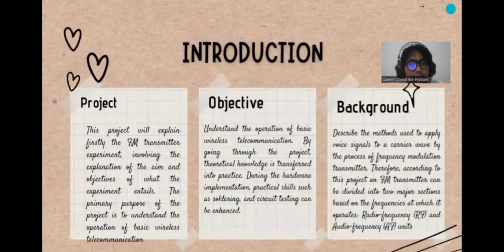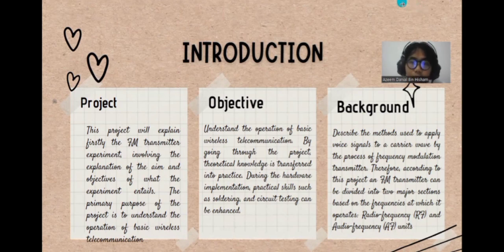For our introduction, we will explain the FM transmitter experiment, involving an explanation of the aim and objective of what the experiment entails. The primary purpose of the project is to understand the operation of basic wireless telecommunication. For our objective, we want to understand the operation of basic wireless telecommunication. Going through the project, we transfer theory into practice, the hardware implementation, and practical skills such as soldering and circuit testing that we can enhance.